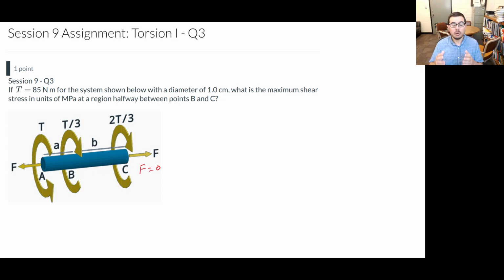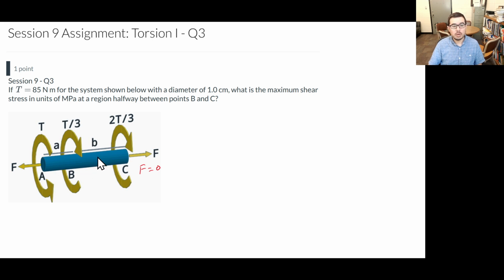In this video, we are going to solve two related problems. One for the maximum shear stress on a twisted cylinder, and the other for the shear stress within the twisted cylinder, within a particular region. We look here and we see that we have a torque of 85 newtons for T being applied at this end, and then there are two subsequent torques applied along this shaft.